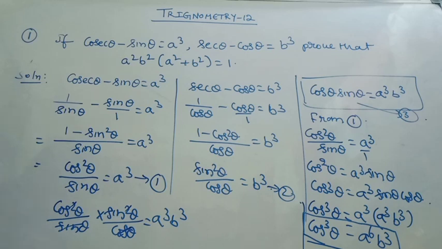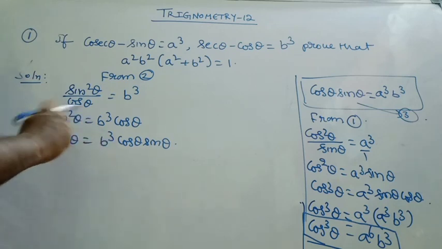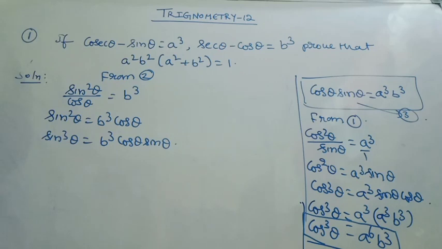In the same way, let us find sin cube theta. From equation number 2, sin square theta by cos theta is equal to b cube, so sin square theta equals b cube into cos theta. And by multiplying sin theta on both sides, sin cube theta equals b cube into cos theta sin theta.